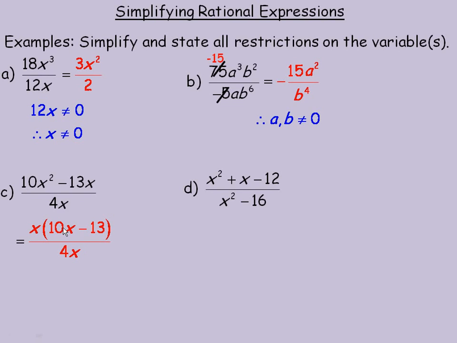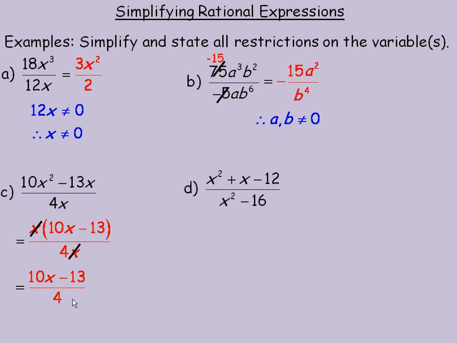Now that it's in its factored form, I don't really have to factor the binomial in the denominator. 4x is already in a factored form. It's 4 times x. These two x's will divide out. And so I will be left with 10x minus 13 over 4. So that's the simplest version of this original expression.